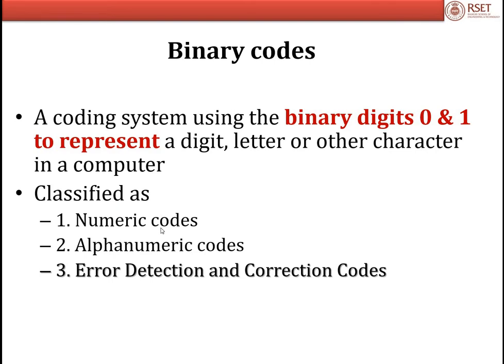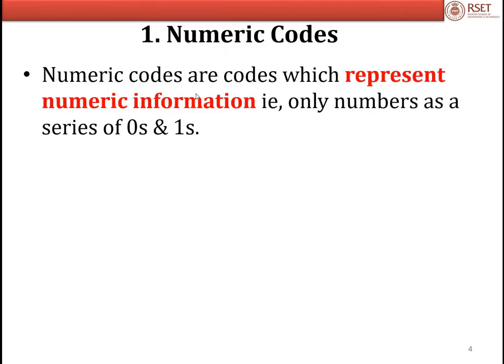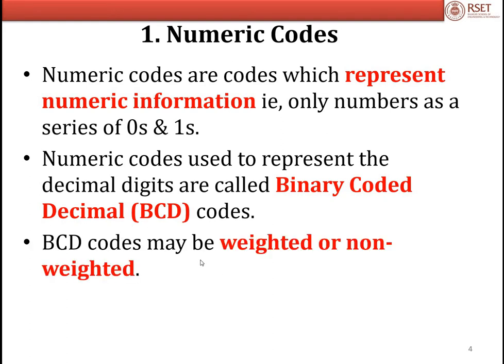They are classified as numeric codes, alphanumeric codes, error detection and correction codes. So first one, numeric codes. They are codes which represent only numeric information, that is only numbers as a series of zeros and ones. Numeric codes used to represent the decimal digits are called binary coded decimal or BCD codes. These BCD codes may be weighted or non-weighted.